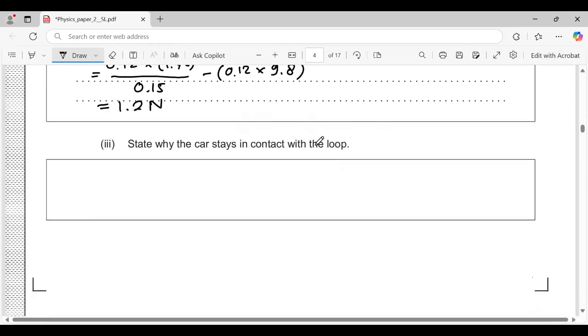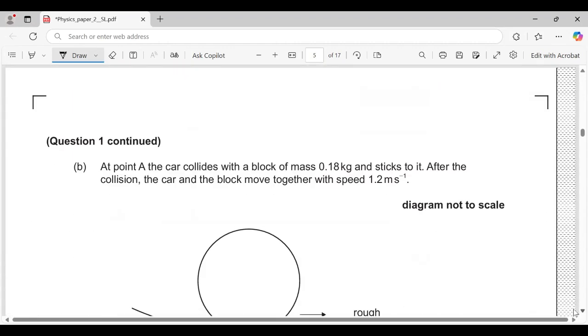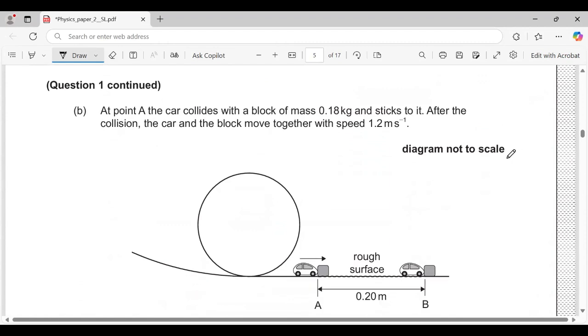State why the car stays in contact with the loop. I provided my answer for this one. As long as the normal force is positive, greater than zero, the car stays in contact, so if N is greater than zero. You can copy this, or add something, or have a different opinion, up to you.